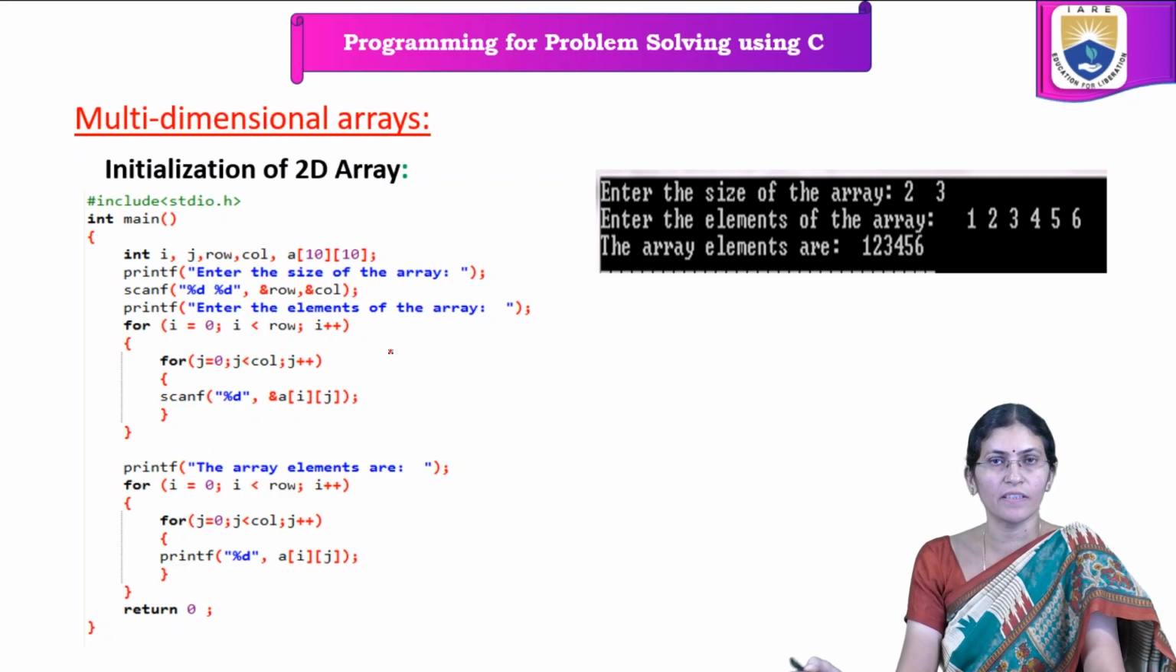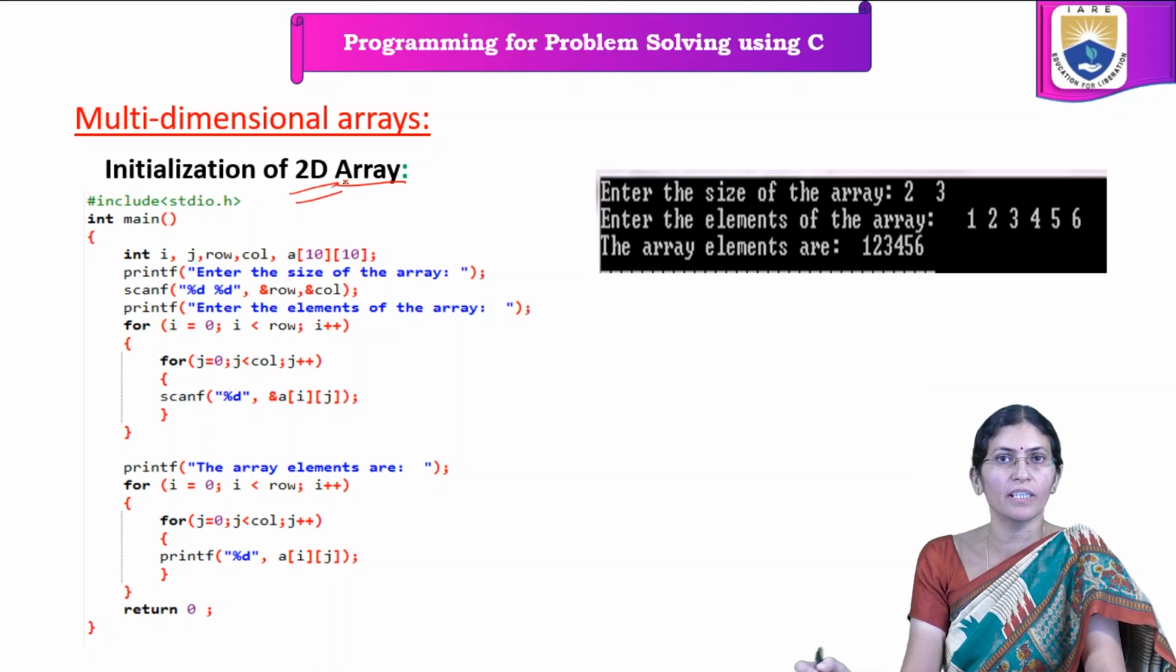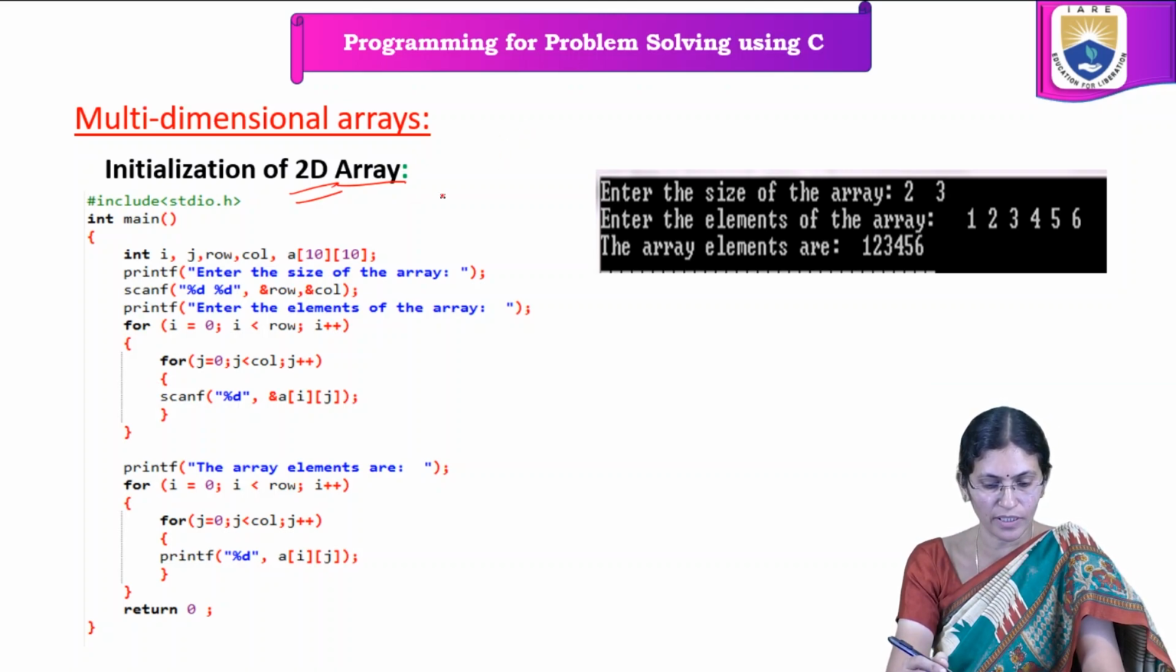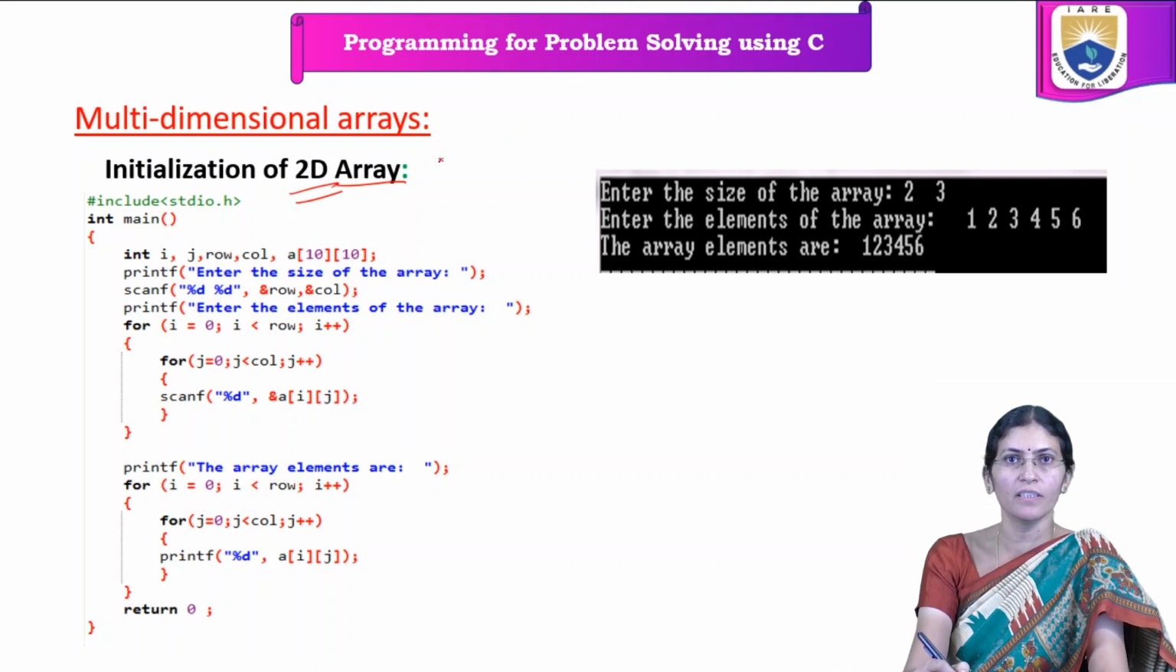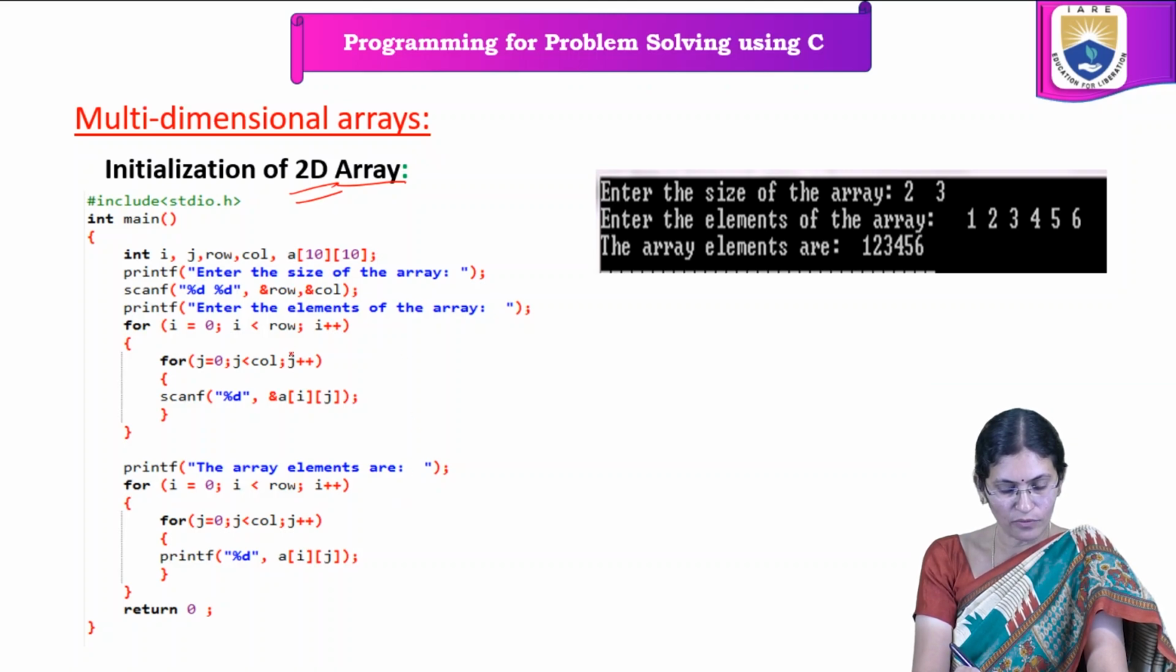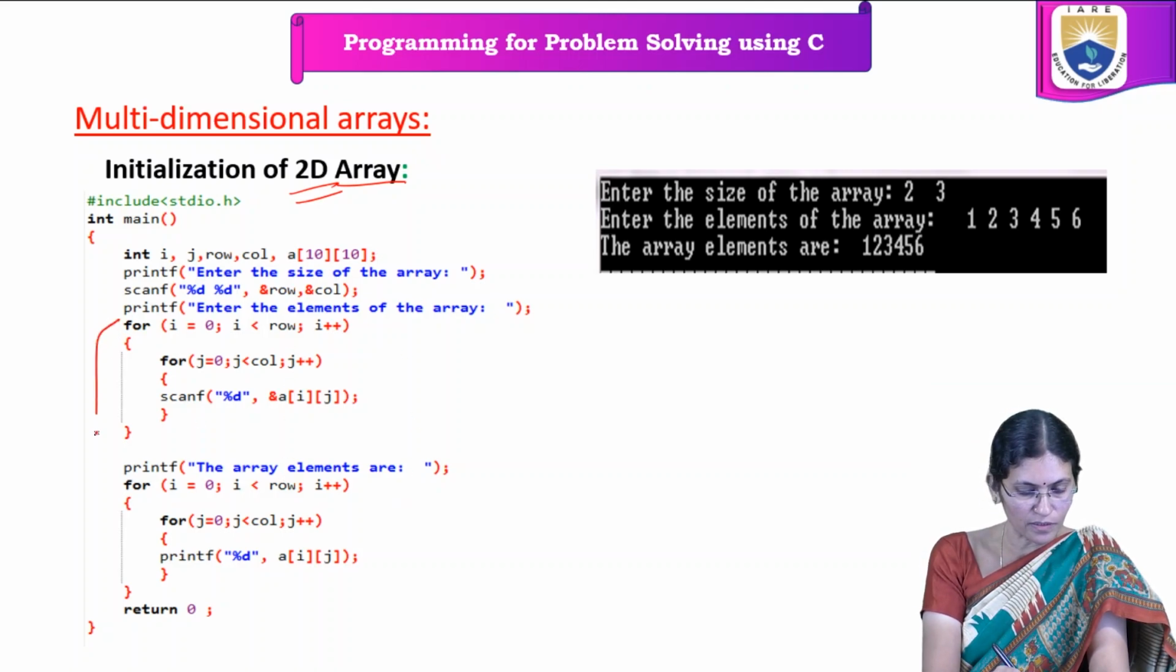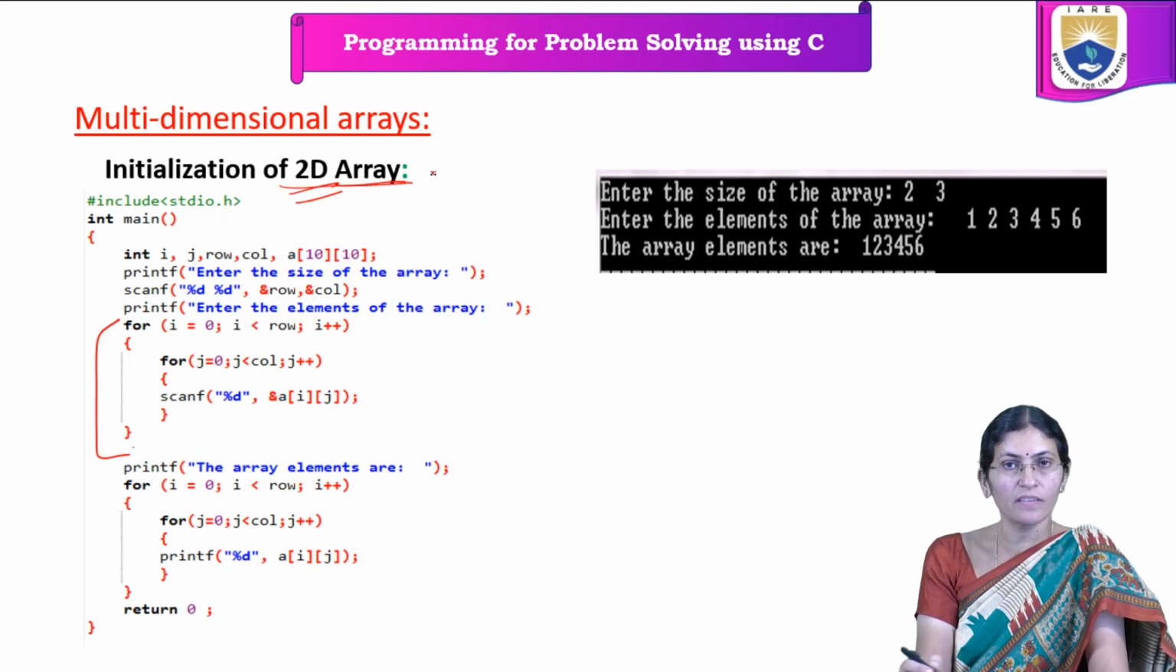Now runtime initialization of a two-dimensional array or any multi-dimensional array. For a two-dimensional array we have two for loops, you can see here. Initialization of a two-dimensional array can be done by using two for loops. So by using nested for loops, we can initialize a 2D array at runtime. This is called runtime initialization. Previously we have seen static initialization. For runtime initialization, this is the part of the code which reads the data into the array.